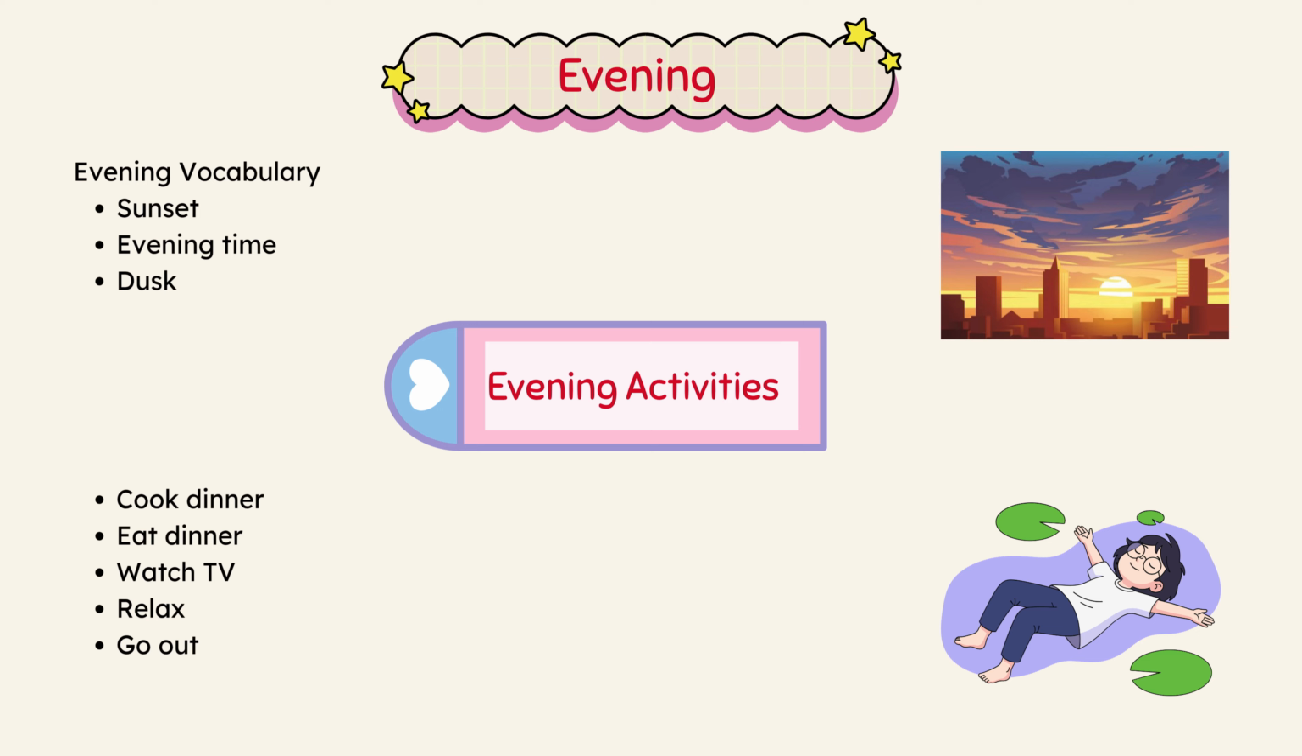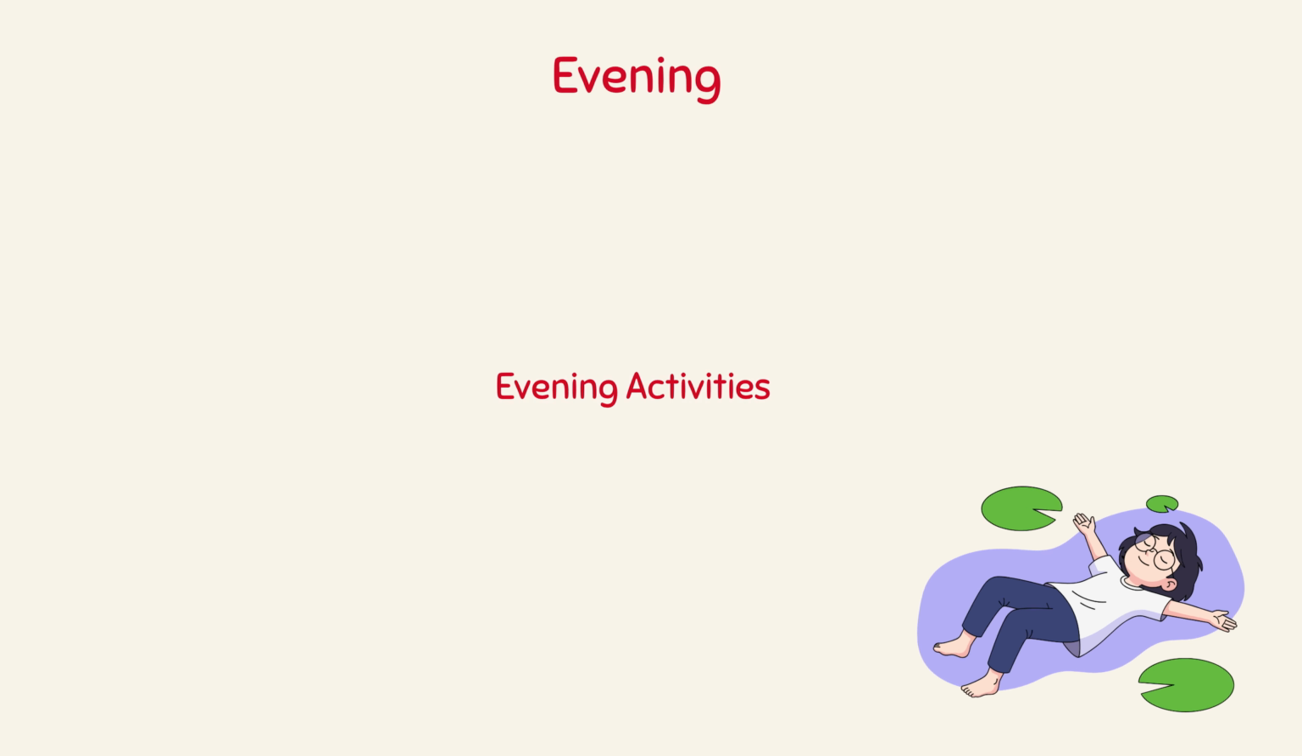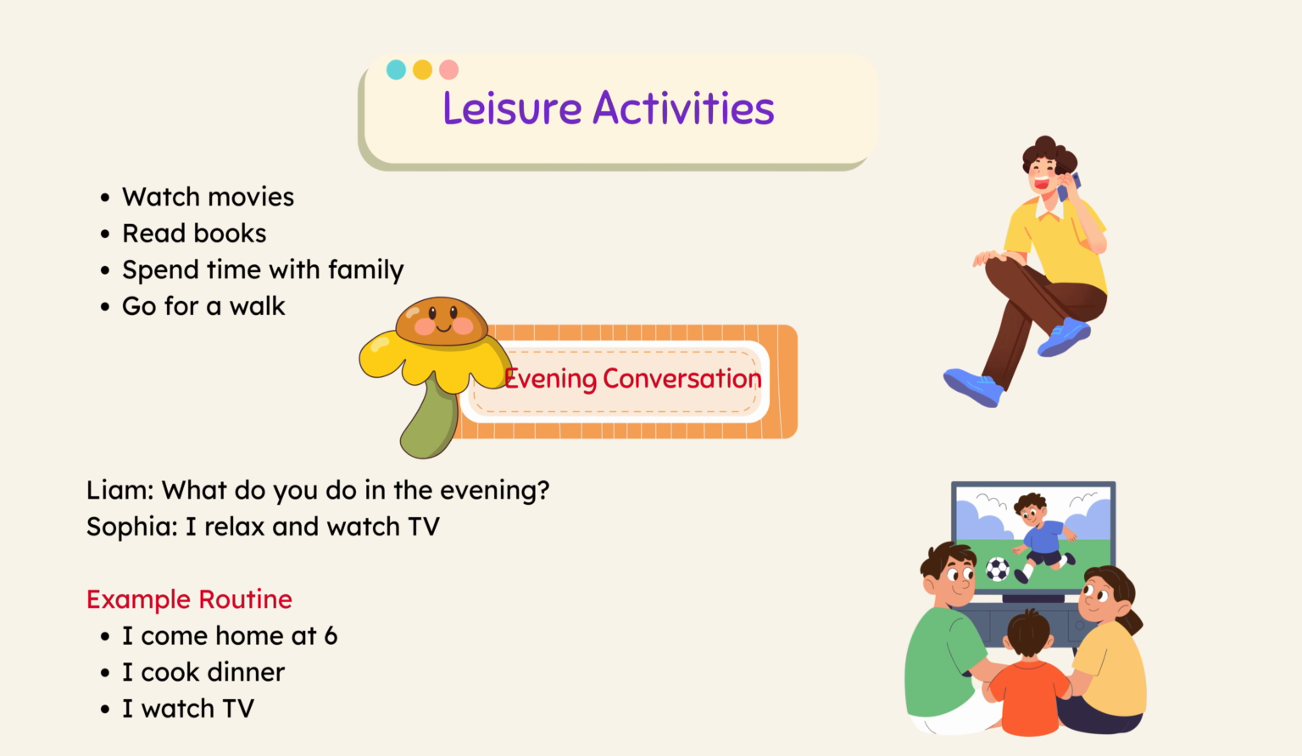For example, you can say, in the evening, I cook dinner and eat with my family. After that, I watch TV or relax. Sometimes I go out with friends. Let's talk about leisure activities. These are things you do in your free time to relax. Common leisure activities include watching movies, reading books, spending time with family, and going for a walk.